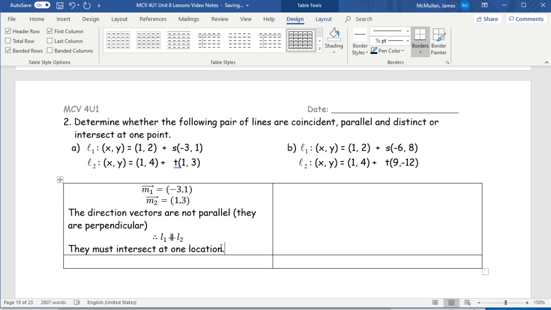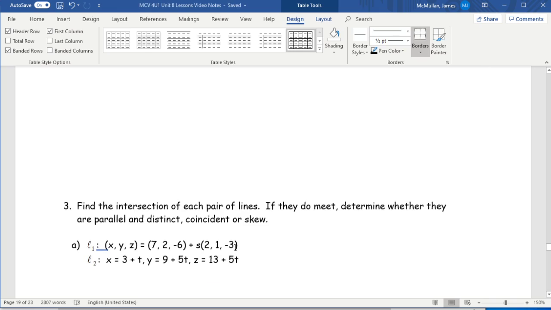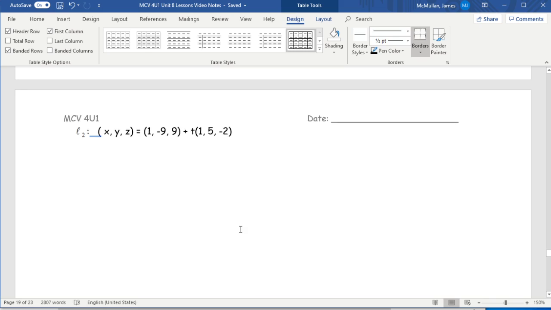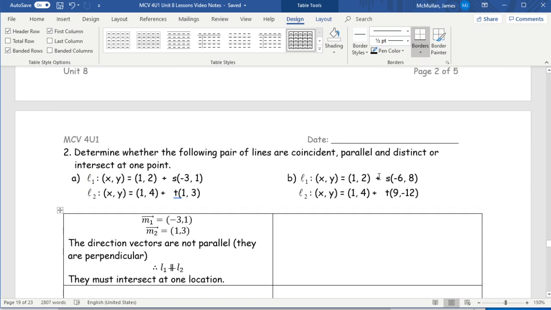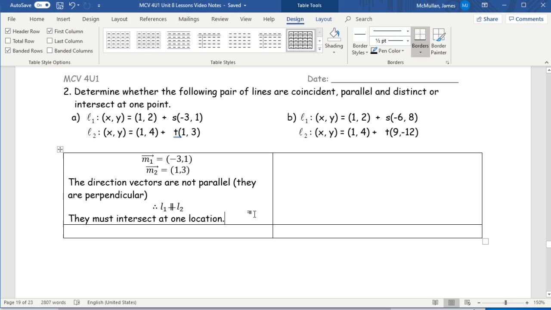And again, we don't need to solve it, but if you did need to solve it, what you would do is make up parametric equations. It might be good to actually solve this. Do we? Yeah, I think we have to. Do we ever have to do this in 2 space? Not really. We'll do it in 3 space in a minute anyways. So they must intersect at one location if they're not parallel.